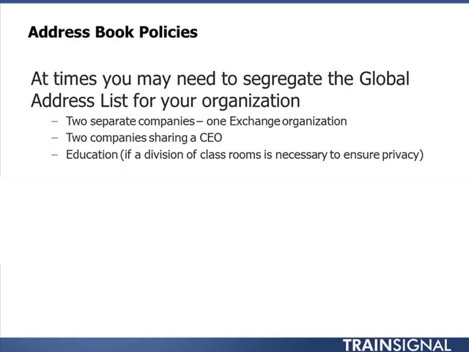Well, let's say you have two separate companies, but you only have one Exchange organization. In that case, you may want to split these companies into two pieces by utilizing two different global address lists. The way you do this is you establish an address book policy, and when you create it, you assign a global address list, an offline address book, a room list, and one or more address lists. So you assign all of this to the policy, and then you can assign that policy to your end users, to your mailboxes.